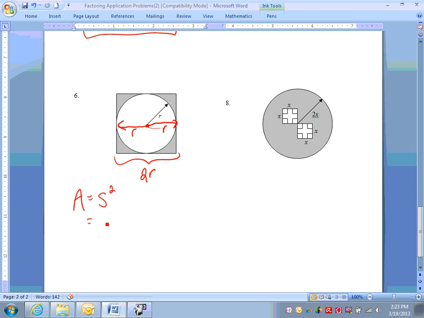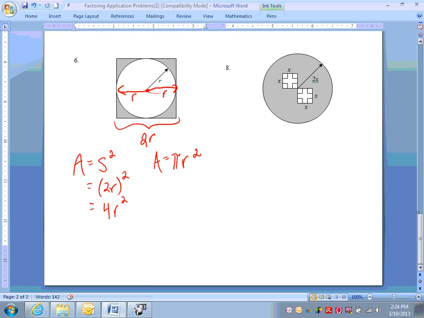Okay, so I replaced the side length with 2r, so it's the quantity 2r squared, which equals 4r squared, because 2 squared is 4, and then r squared is r squared. So we found the area of our square. Now we need to find the area of the circle. So area is pi r squared. And since we already have our radius as length r, we're good to go, and we don't have to do anything else. We have the area of the square and the circle, and now we need to just subtract the two to find the area of the shaded region.